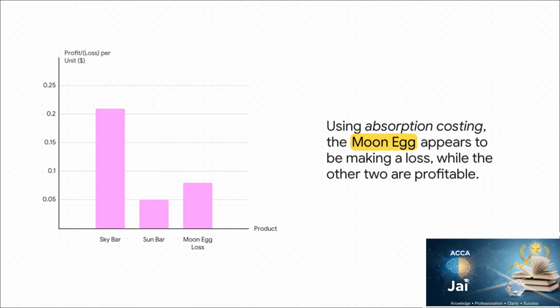So what does this look like in the real world? Let's take a look at Saturn chocolates. Using absorption costing, you can see the Sky Bar and the Sun Bar both look profitable. But look at the Moon Egg. It's showing a loss of 8 cents for every single one they sell. Now, a manager looking at this might immediately think, we've got to stop making the Moon Egg. It's losing us money. But is that really the right decision? Let's see what the other method has to say.